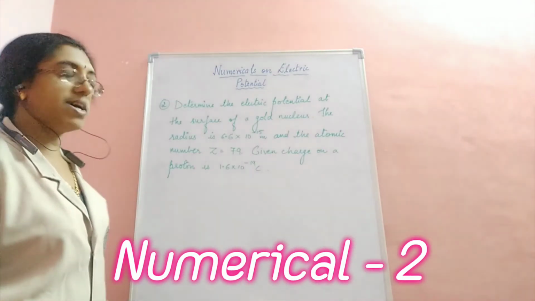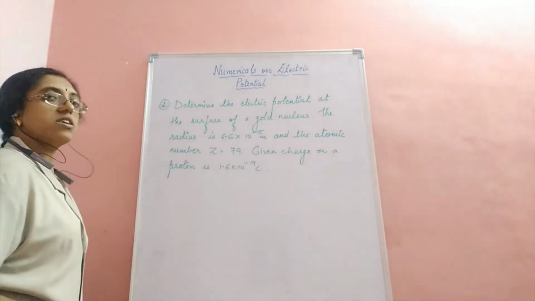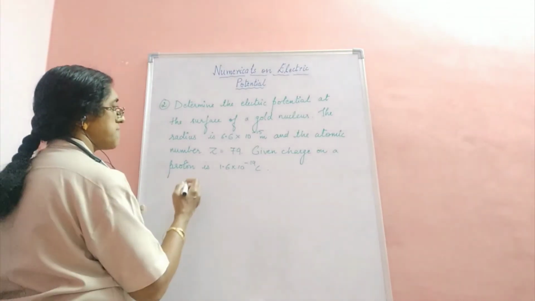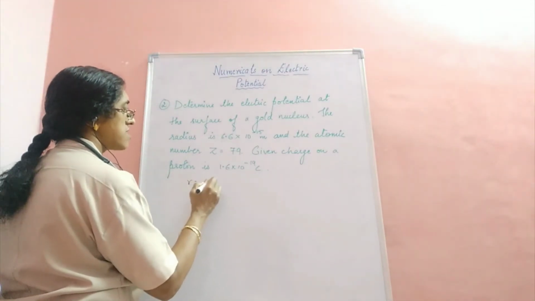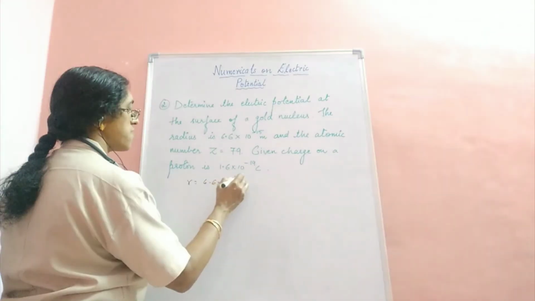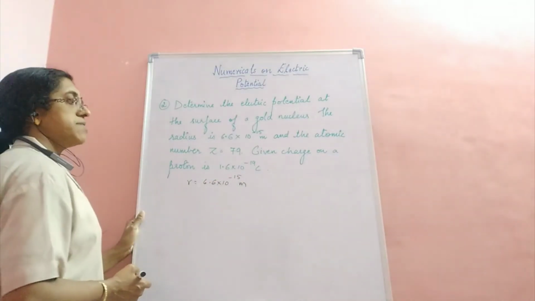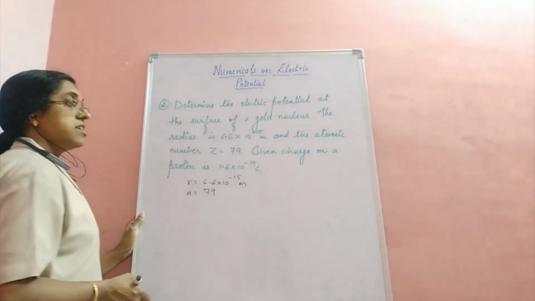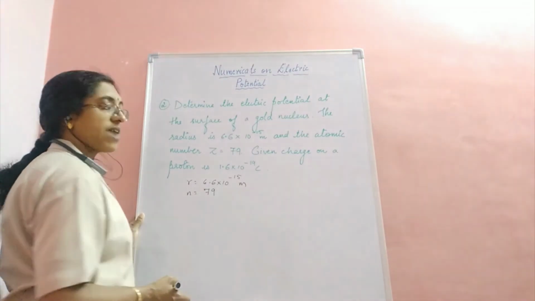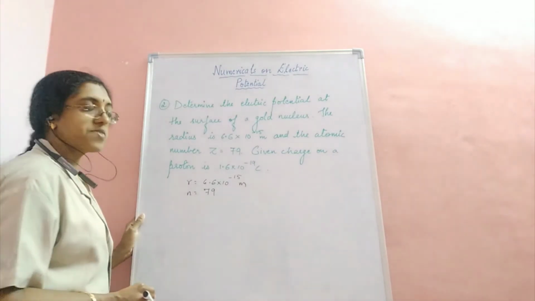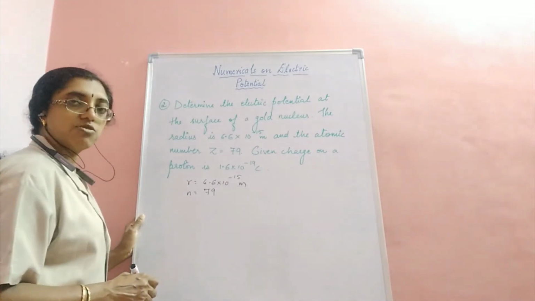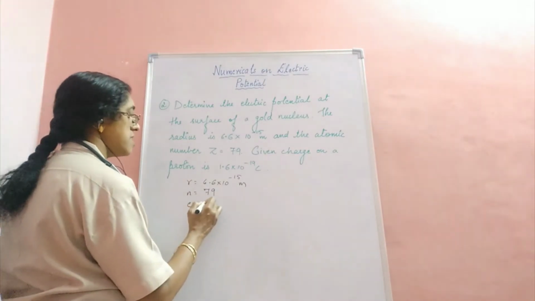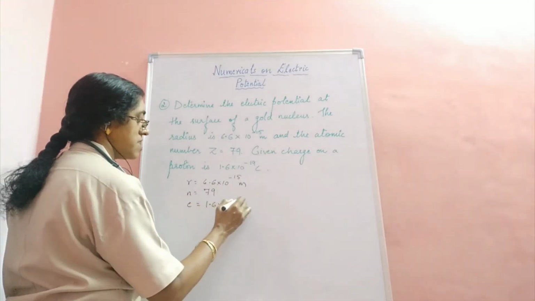Moving on to the second numerical: determine the electric potential at the surface of a gold nucleus. The radius is 6.6 into 10 to the power of minus 15 meter. So I'll write 6.6 into 10 to the power of minus 15 meter. And the atomic number is 79. So I'll consider that as N, that is 79. Given that the charge of a proton is 1.6 into 10 to the power of minus 19 coulomb. Now, the charge of a proton, as we all know, is equivalent to the charge of an electron. Hence, I'll consider E as 1.6 into 10 to the power of minus 19 coulomb.